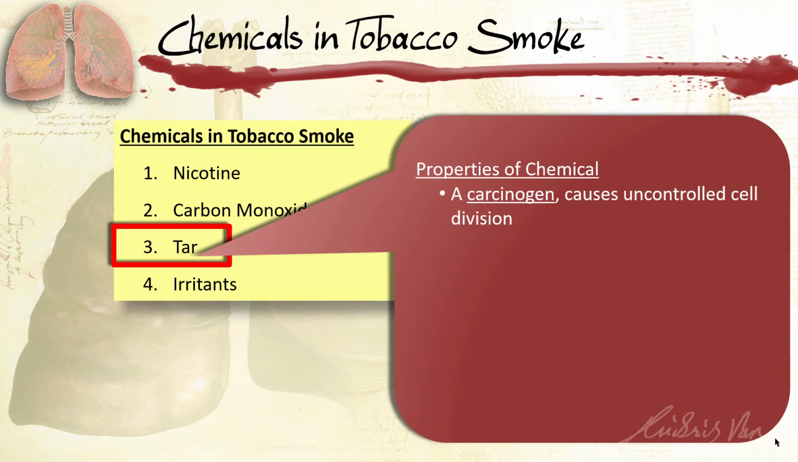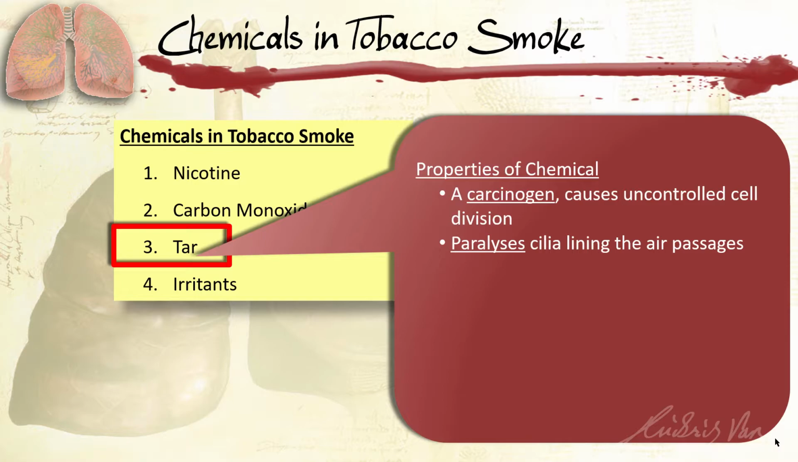Next, we have tar. Tar is a carcinogen. What is a carcinogen? A carcinogen is any chemical or agent that causes or increases the risk of you getting cancer. If I have the time, I will make a video on how you get cancer. But for the moment, just take it that cancer is caused by uncontrolled cell division. When your cells multiply by a lot, you get a lump of cells down there, and that is in some way a cancer or a tumor.